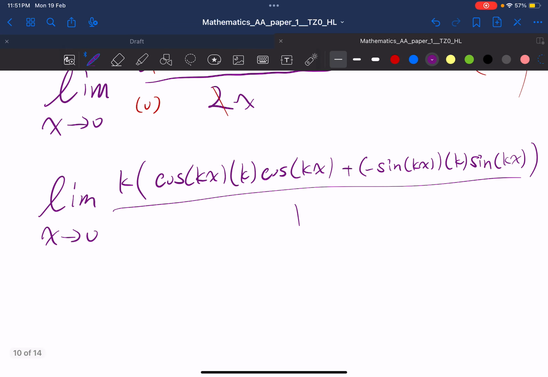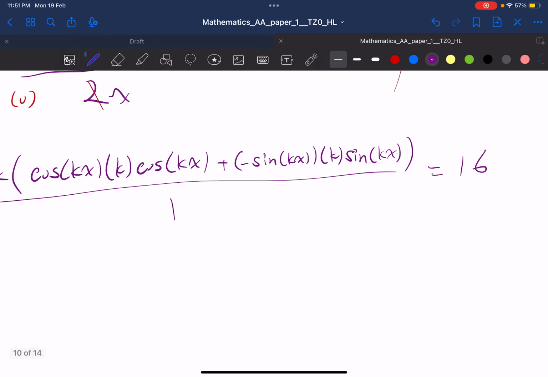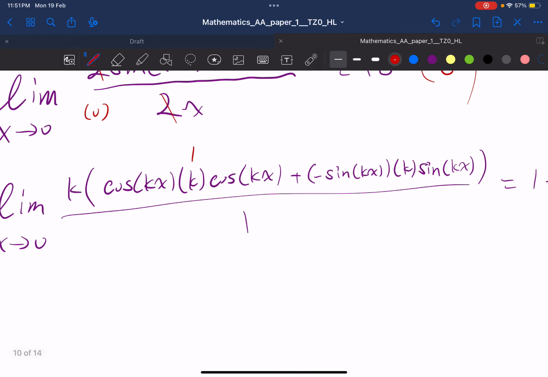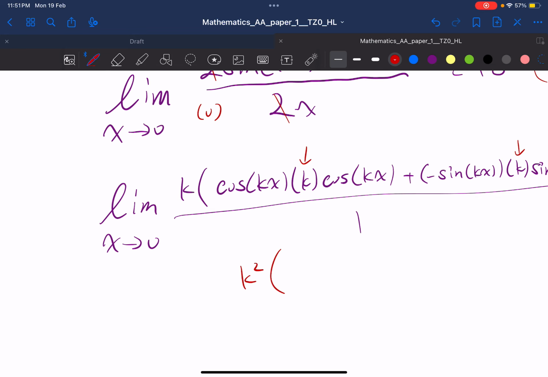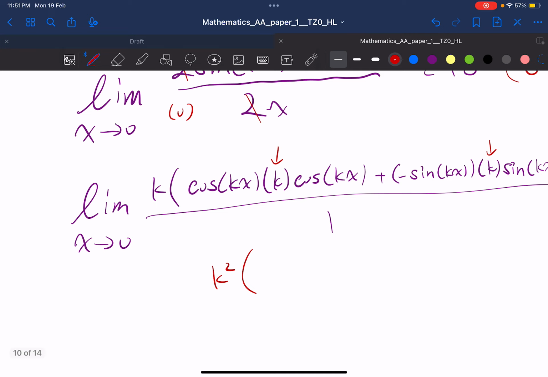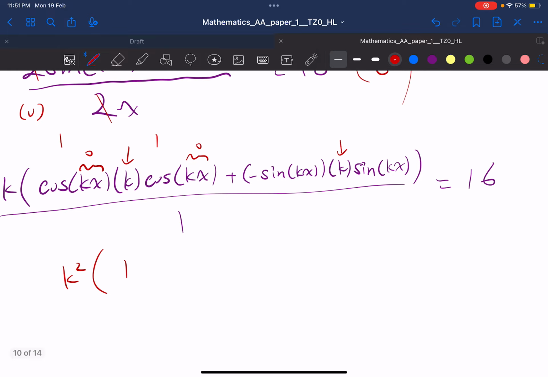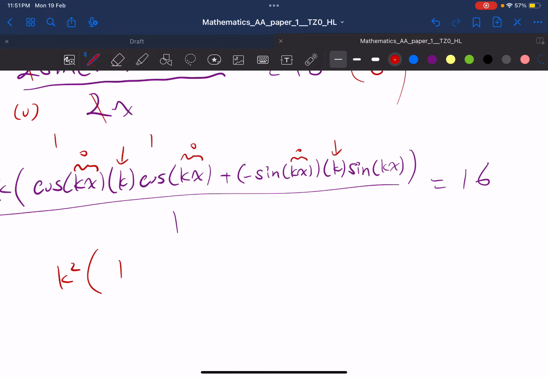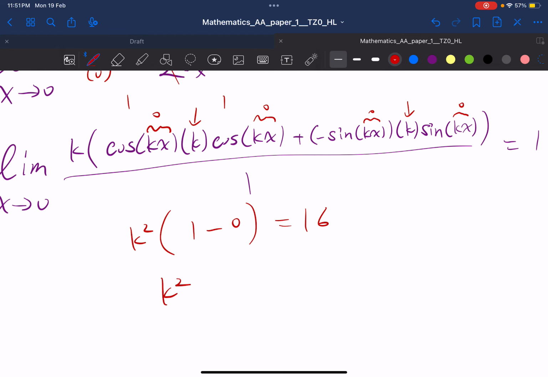Almost there. So I can see all of them got k. This is k, this is k, so I just factorize a k squared out. And let's try to put in x to be 0 inside. So cosine 0 is 1. This is 1 as well. So 1 times 1 is 1. And then the second part, we got 0. Sine 0 will be 0 anyway. So at the end, this will be just k squared equals 16.